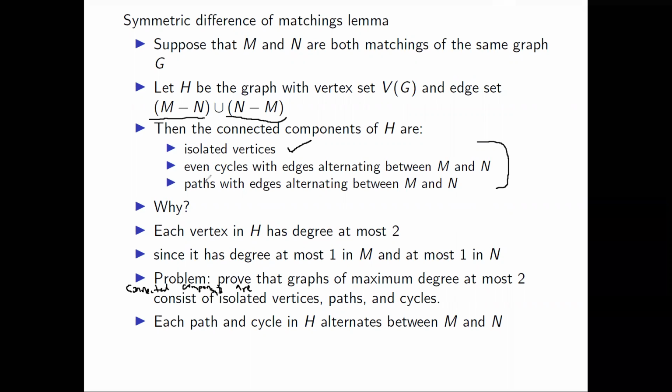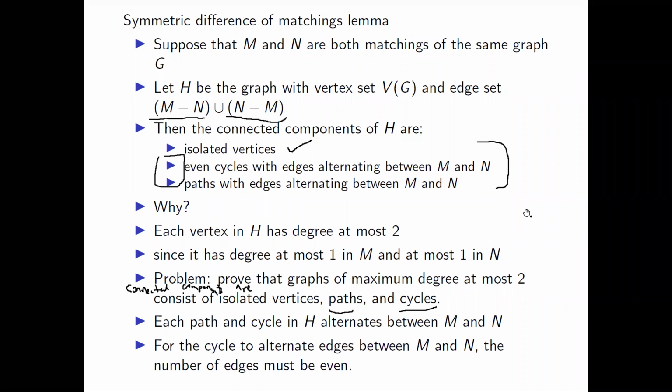But then it has to be a little more specific for these last two. These last two, it's not just cycles, it's even cycles with edges alternating between M and N. And the last one is not just paths, but paths with edges alternating between M and N. And we can see that the edges have to alternate between M and N in this subgraph H. So if H does have any path or any cycle which has more than one edge, a cycle by definition has to have more than one edge, so if we have a path, for example, I'm just going to draw a path here.